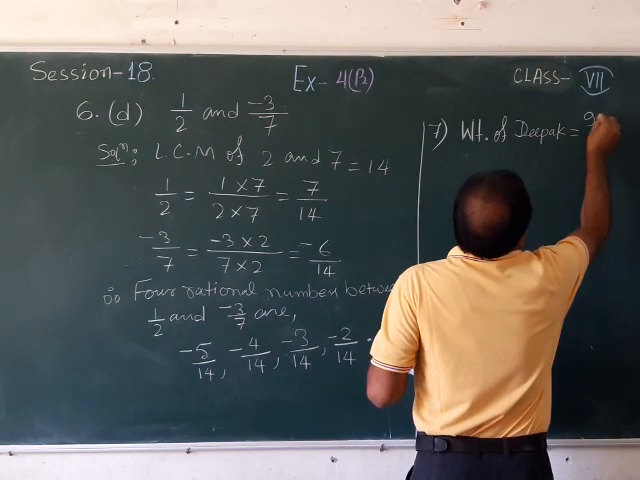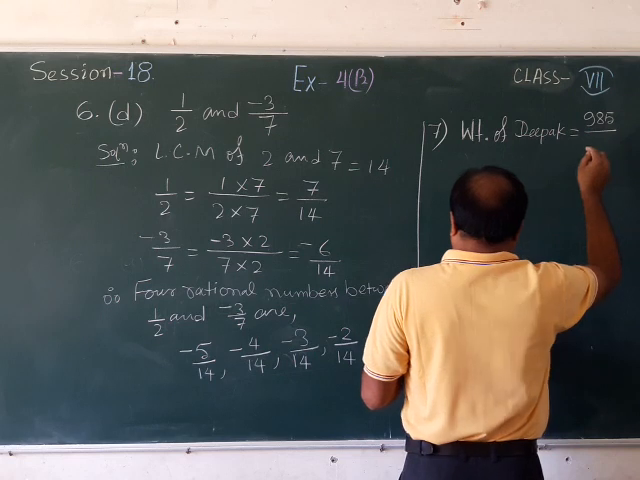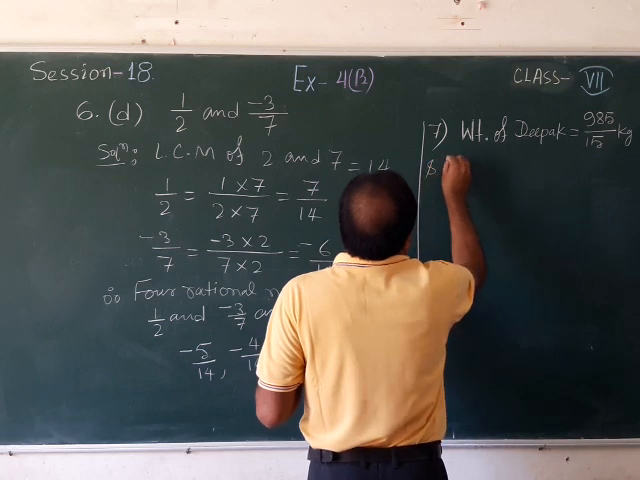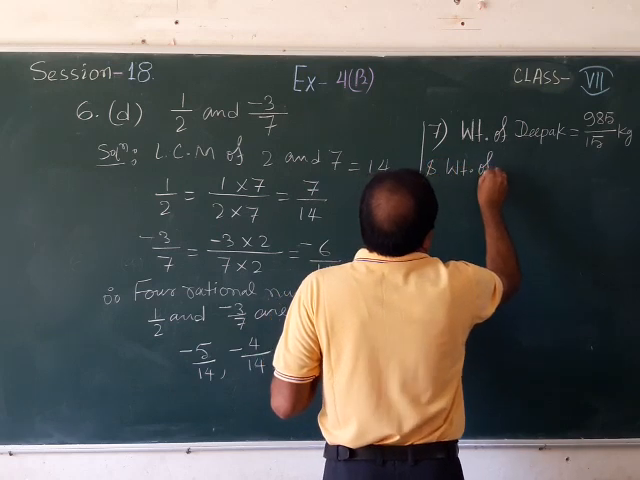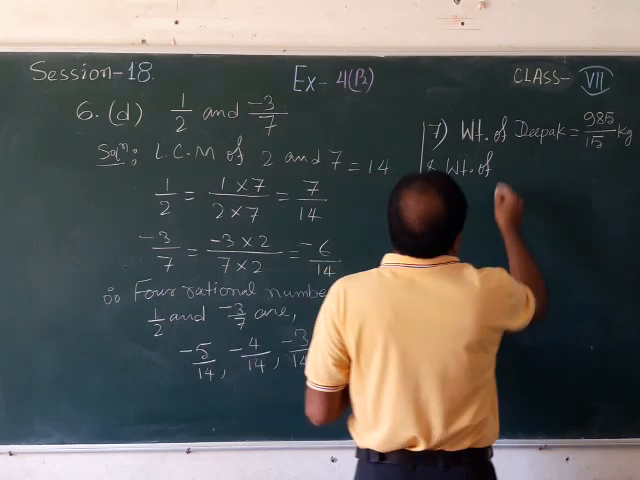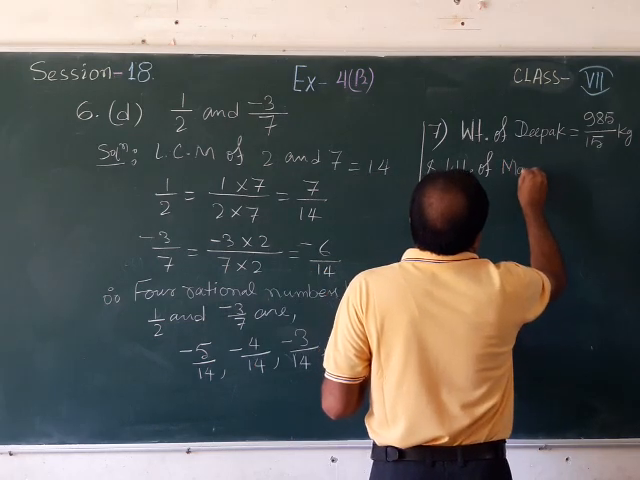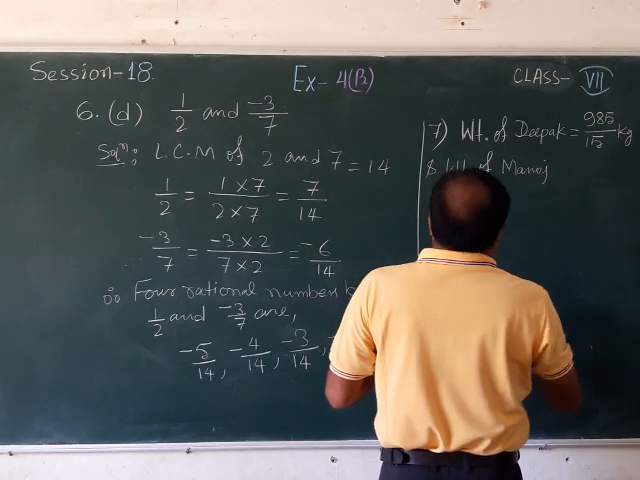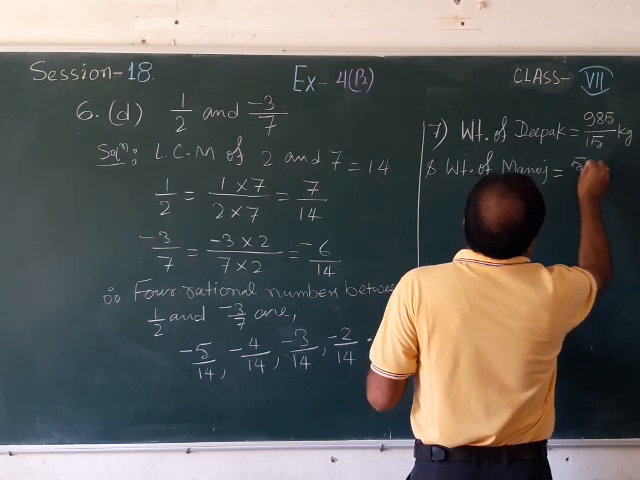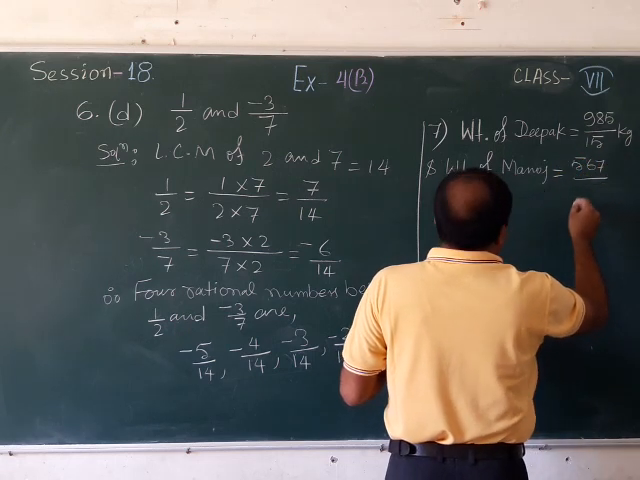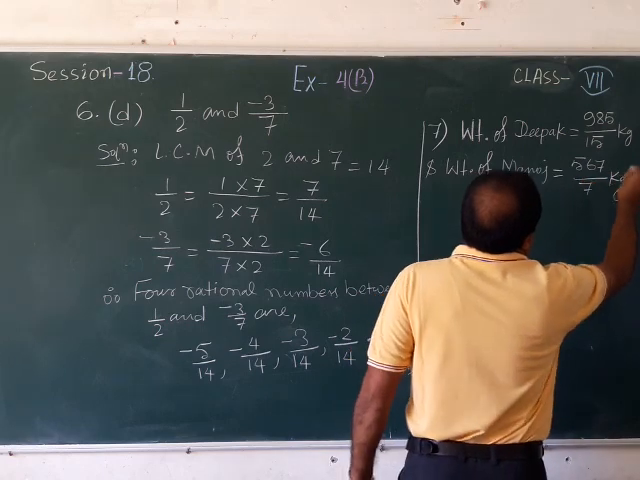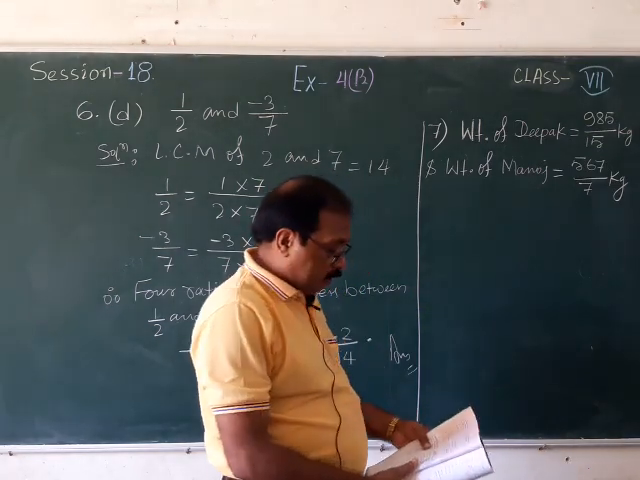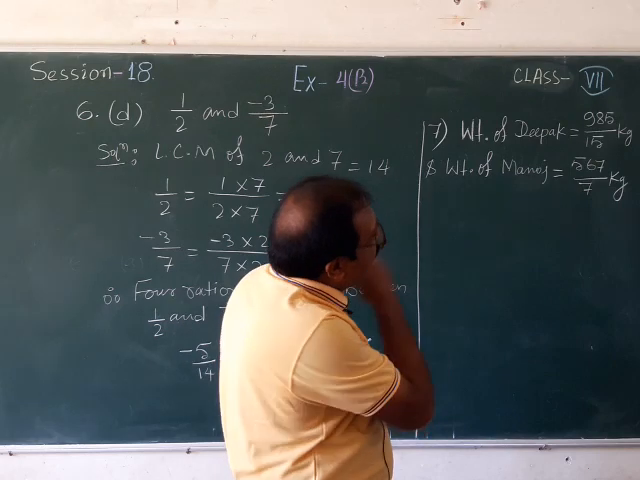985 upon 15 kg, and the weight of the other person, Manoj, is 567 upon 7 kg. So you have both the weights. Now which fraction is bigger and which fraction is smaller? That you have to think.